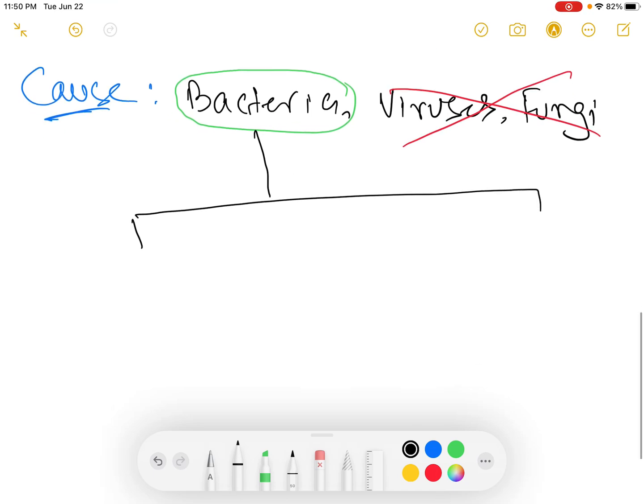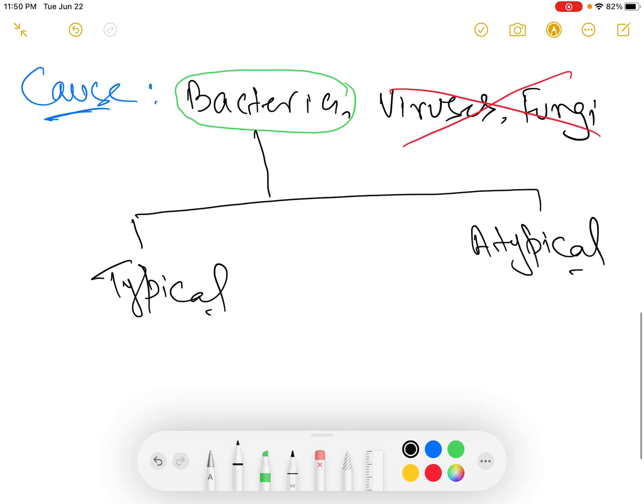The one is called typical, and the other one is called atypical. And this division is based on the gram stain. The typical bacteria actually react to the gram stain and become either gram positive or gram negative. On the other hand, atypical bacteria do not react to gram stain at all. So that's one of the main differences.